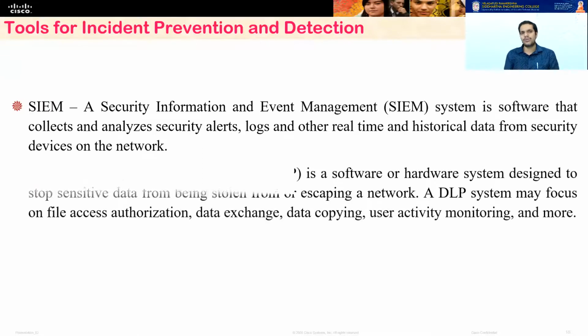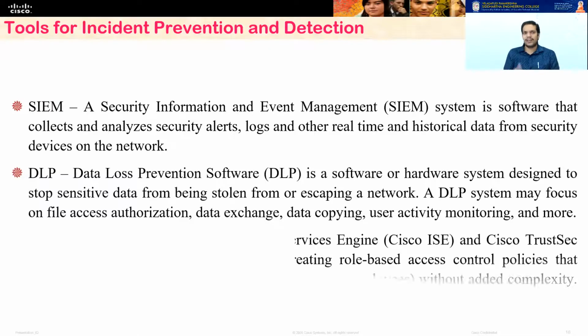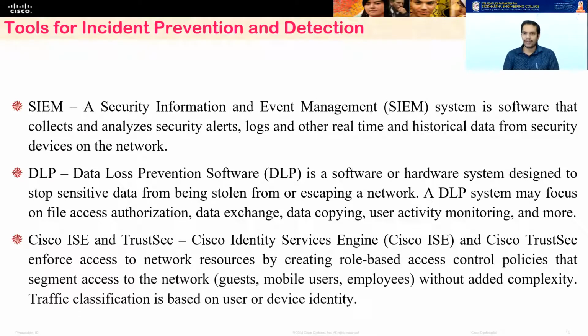There are different tools for incident prevention and detection here. The first one is something called Security Information and Event Management, SIEM. It is software, as I told you. It collects and analyzes security alerts, logs, and other real-time and historical data from security devices on the network. That is called SIEM. The second one is DLP, which stands for Data Loss Prevention software.